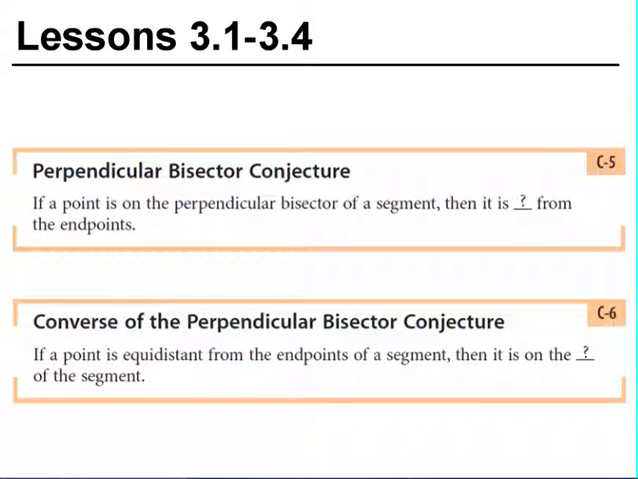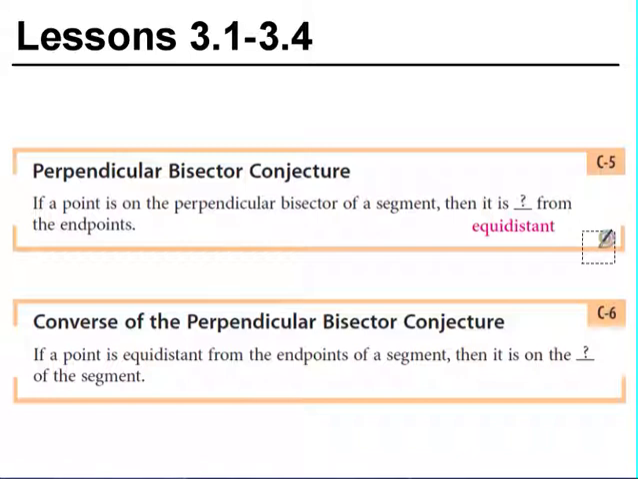If you have it on the perpendicular bisector, what do you think about the endpoints? It's equidistant, right? It's actually going to be the same distance. So the nice thing about a perpendicular bisector is that it's basically going to be in the middle. So anywhere along the bisector, it will be equidistant from the endpoints.